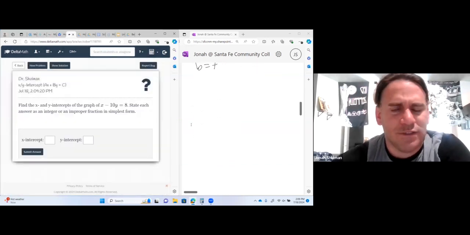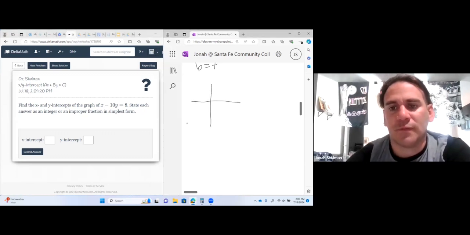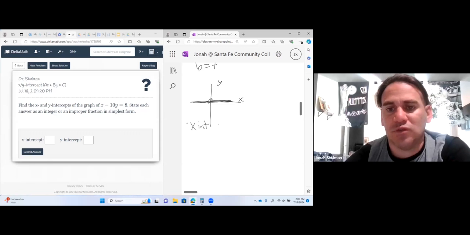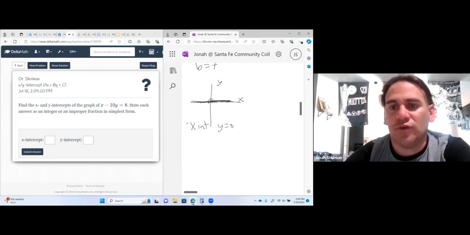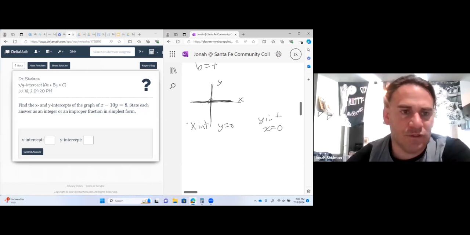Find the x and y intercepts. Okay, so we have our graph. There's your x, there's your y. For your x-intercept, this means y is equal to 0. For your y-intercept, if it crosses this line, that means your x is equal to 0. So that's all we have to do.